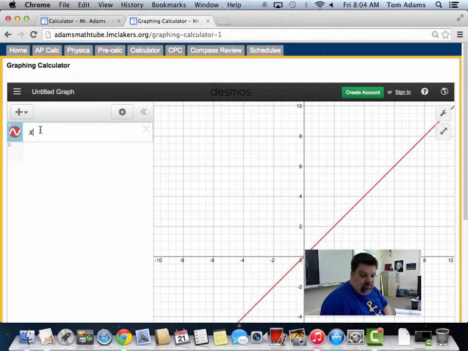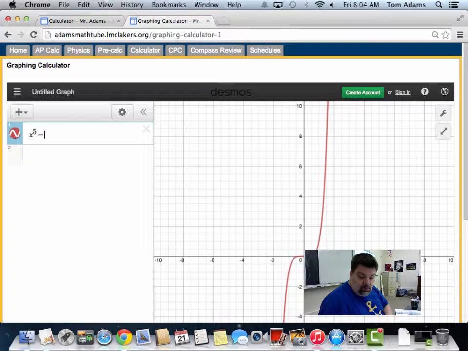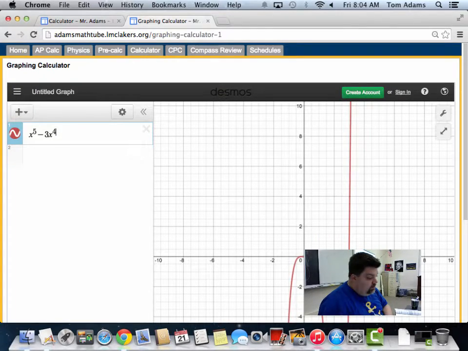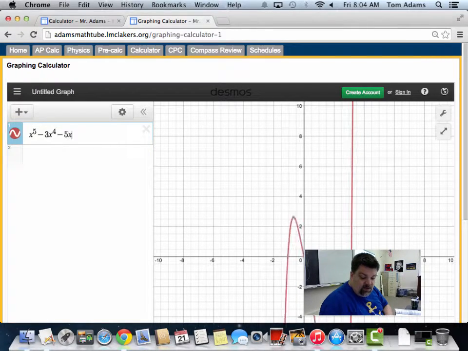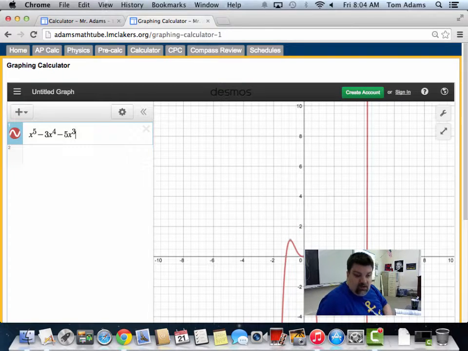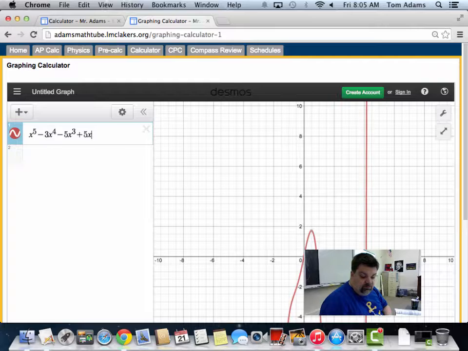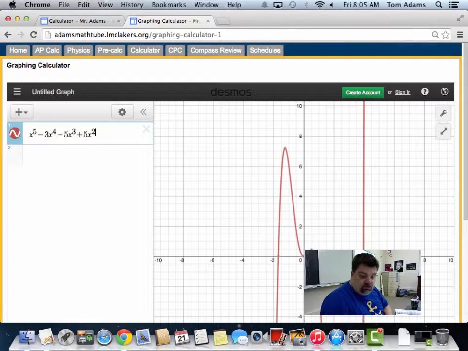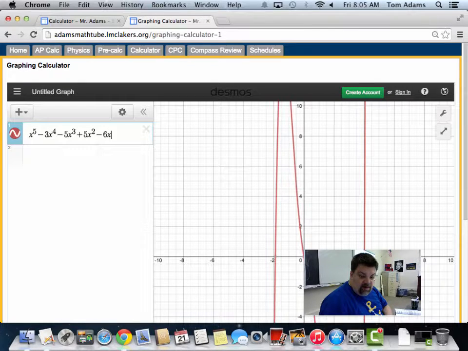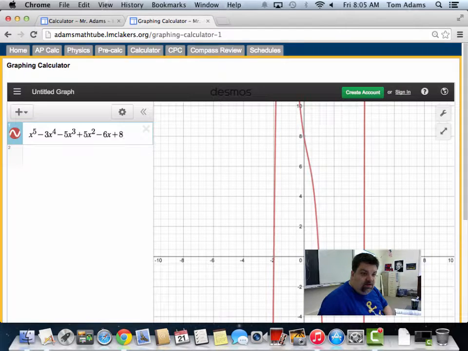But it looks like that minus 3x to the 4th minus 5x to the 3rd. It's weird. One of these graphing calculators works great on some functions, and then the other one works a little better on others. I never know which one works best. This one does great for mathematical relationships that aren't necessarily functions.